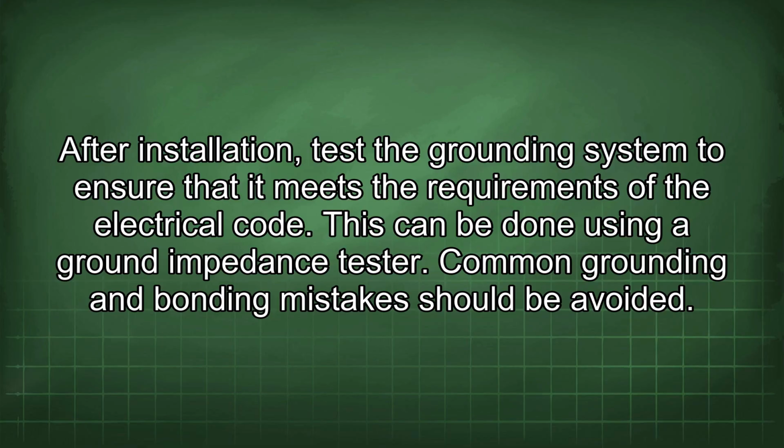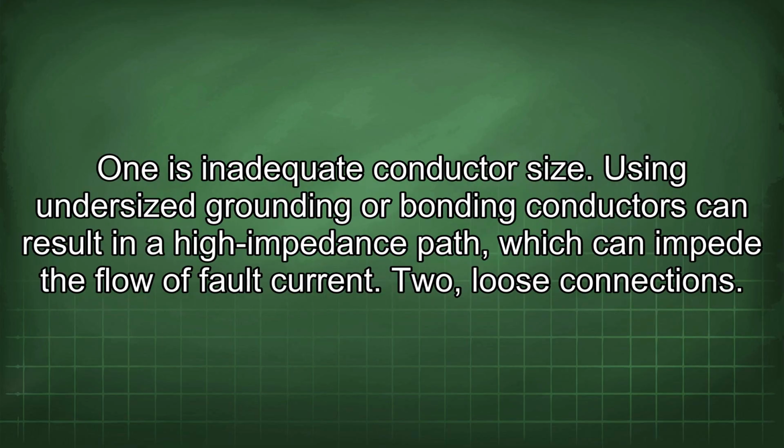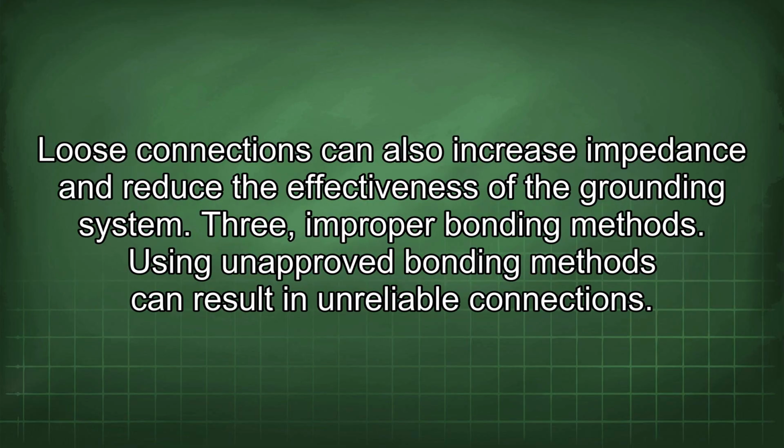Common grounding and bonding mistakes should be avoided. One is inadequate conductor size. Using undersized grounding or bonding conductors can result in a high impedance path, which can impede the flow of fault current. 2. Loose connections. Loose connections can also increase impedance and reduce the effectiveness of the grounding system.